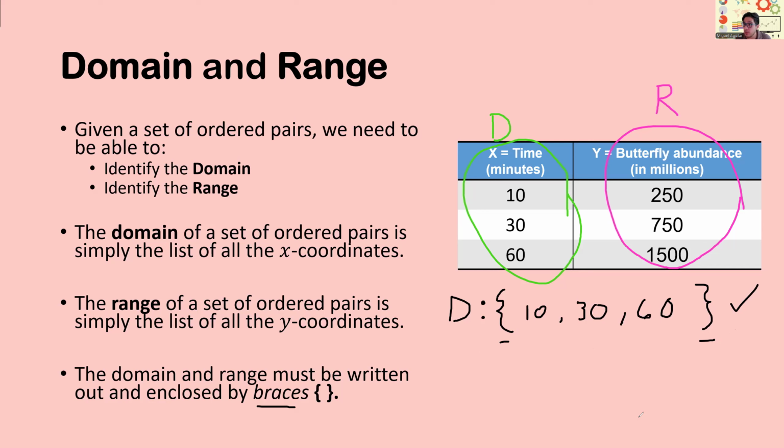Do they have to be in numerical order? Not at all. Put them in whatever order you want, but just make sure you have all those x values. Does anybody have any questions about domain?